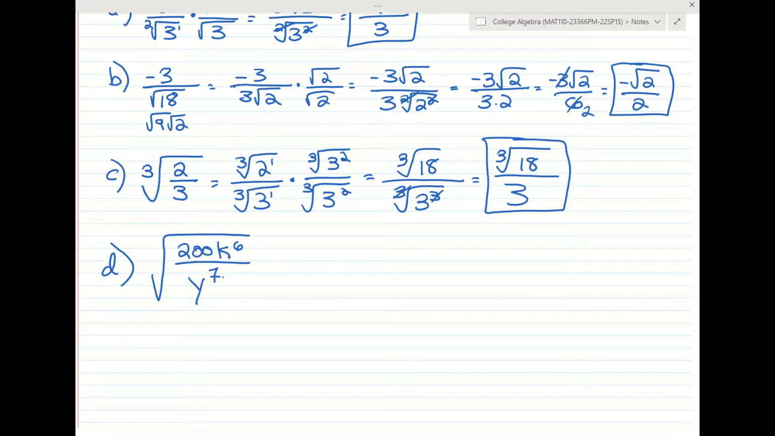So what we want to do is let's simplify the square root of 200. Let's simplify the square root of k to the 6th. Let's simplify the square root of y to the 7th. And then we'll try to what's called rationalize the denominator. Rationalize means just get the radical out of the denominator.